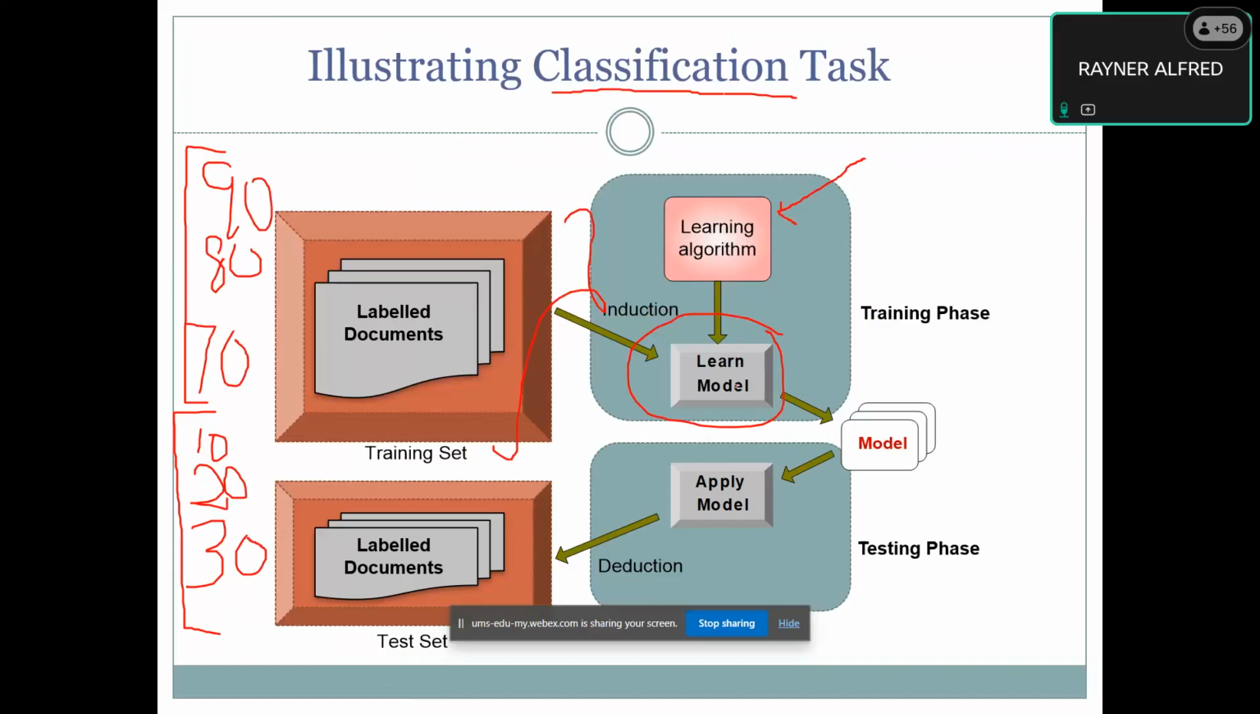Once we have trained the model, we use that particular model and the labeled documents of the test set to predict the class of these documents. And from here, we assess how many documents are correctly classified. Because we have the labels already, we compare the actual labels with the predicted labels produced by the model. That's how we compute the accuracy of the classification.